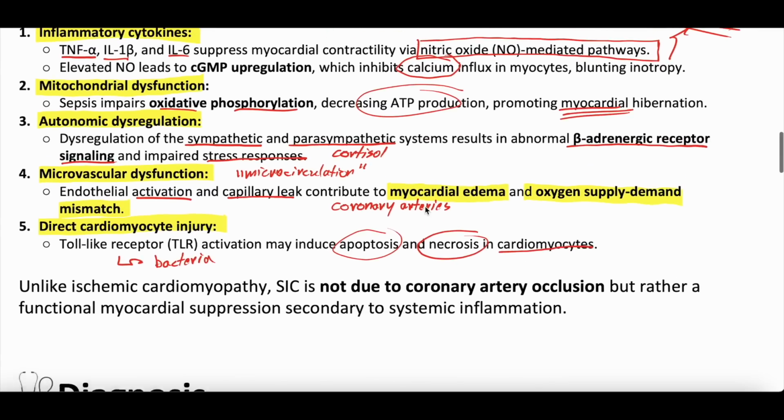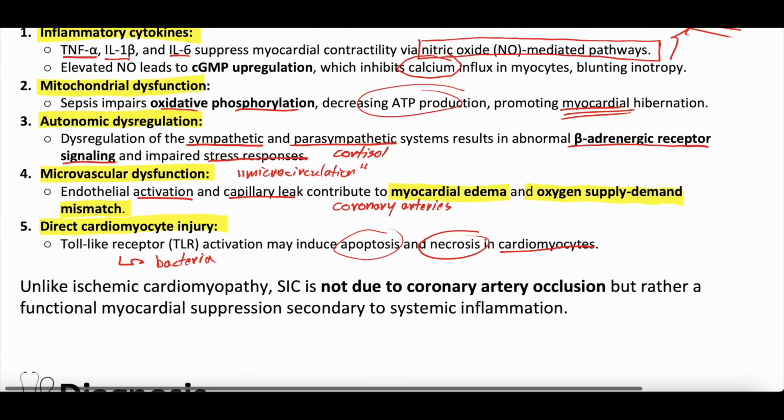The nice thing here is that unlike ischemic cardiomyopathy, which is where your coronary arteries are actually plugged, they've got thrombotic disease that leads to myocardial ischemia, sepsis-induced cardiomyopathy is not due to coronary artery occlusion. Okay, there's not a coronary artery that you've got to go and stent that then fixes sepsis-induced cardiomyopathy like it could for ischemic cardiomyopathy. Right?